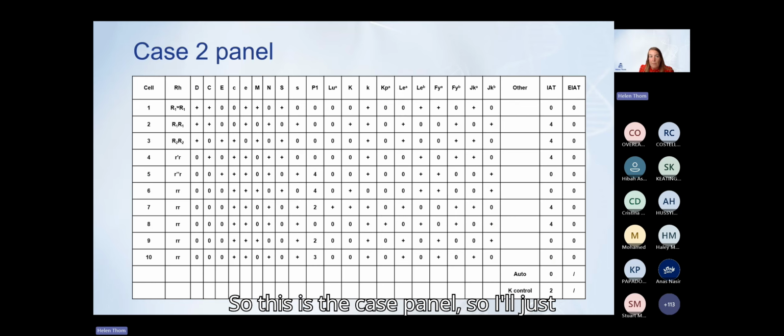So this is the case panel. I'll just give you a few moments to have a look at that, and I will launch the poll if you want to put in what you think the antibody is. It's just a word cloud, so we just want to type it in.